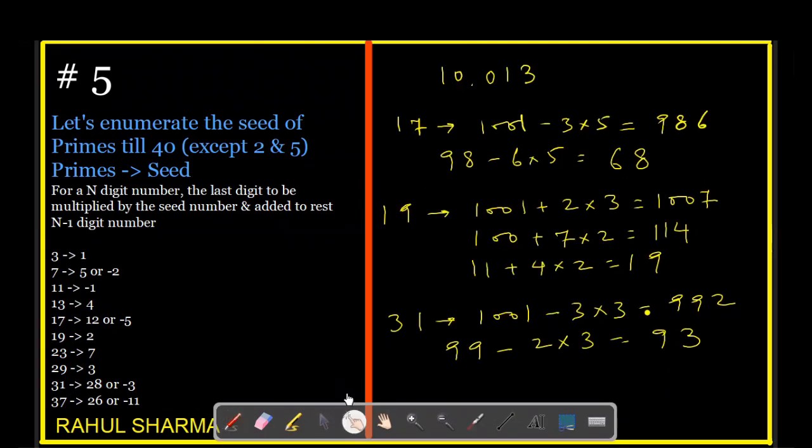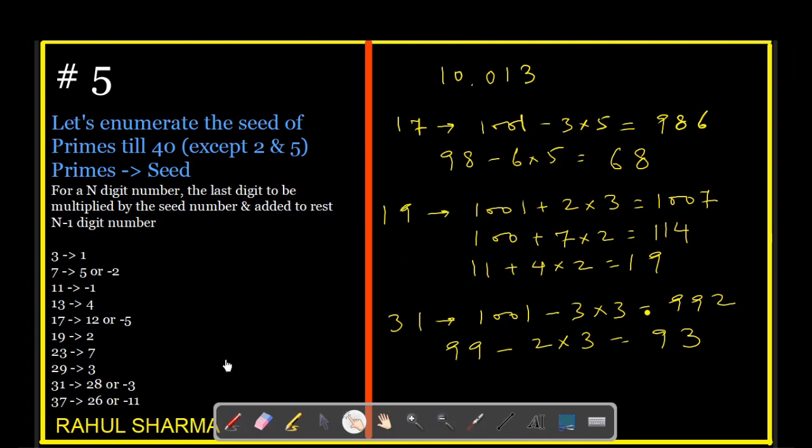Let's check for another number to see how these divisibility rules are working. Let the number be 10,013. So first we check for divisibility by 17. The seed of 17 is minus 5. Multiply the last digit with minus 5 and add it to the rest of the digits, 1001. This becomes 986. Reapply this step: multiply the last digit with minus 5 and add it to the rest of the digits. It becomes 68. 17 into 4 is 68. Hence, 10,013 is divisible by 17.